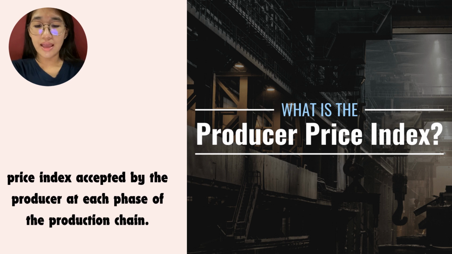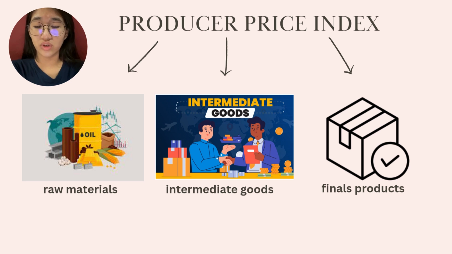Another index that can be influenced and increased in price level is the Producer Price Index, which is PPI. PPI is the price index accepted by the producer at each phase of the production chain. It is categorized into 3 stages, which are raw materials, intermediate goods, and final products. It is also known as a wholesale price index. One advantage of PPI is that it gives an early signal of change in the CPI.